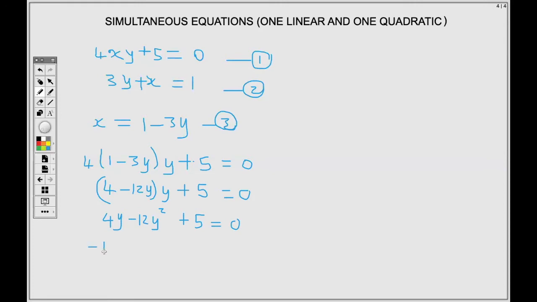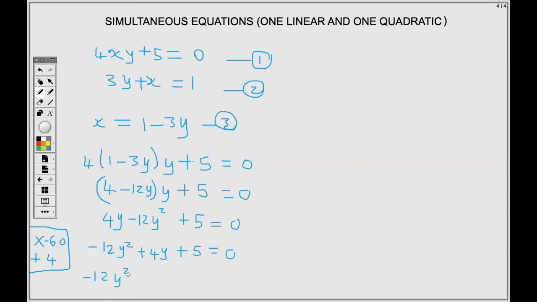Now I'm just going to rearrange. So we have the minus 12y squared first, then positive 4y. I know it's positive because we're not seeing a negative sign in front of the 4y, plus 5 equals 0. Now we have to use the AC method. So minus 12 times 5 gives us negative 60. And then the center, the coefficient of y, is 4.